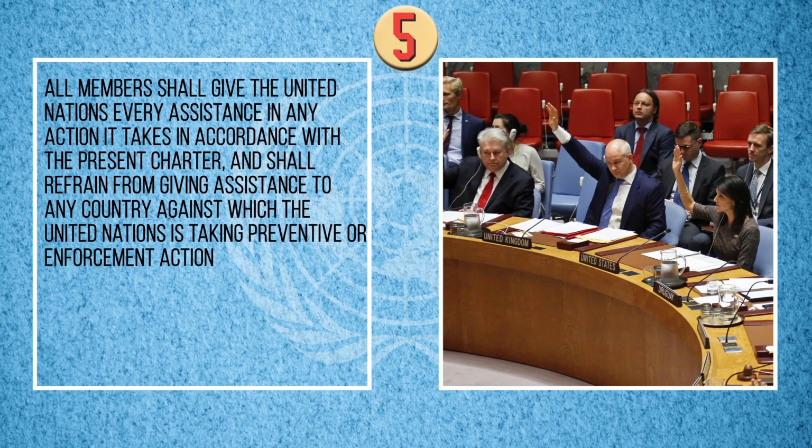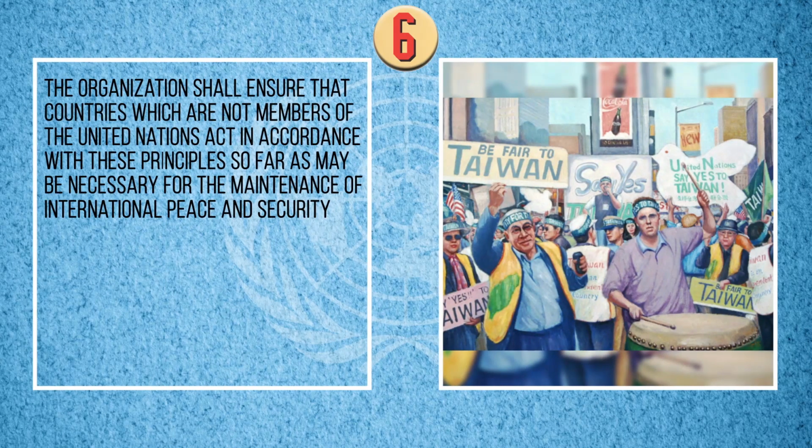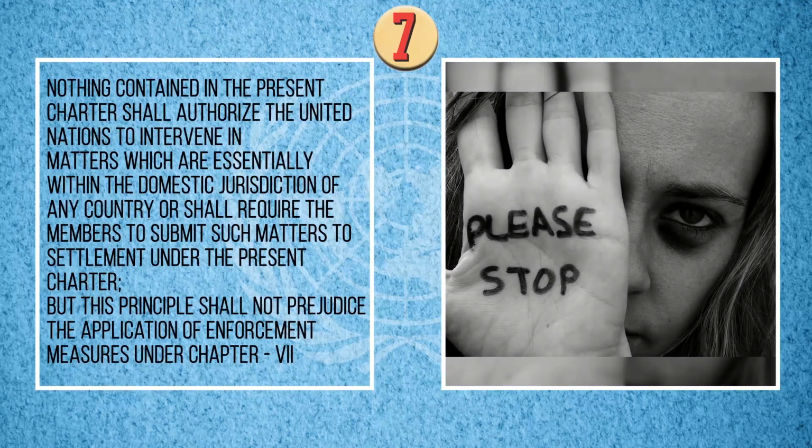Number 6. The organization shall ensure that countries which are not members of the United Nations act in accordance with these principles so far as may be necessary for the maintenance of international peace and security. Number 7. Nothing contained in the present charter shall authorize the United Nations to intervene in matters which are essentially within the domestic jurisdiction of any country or shall require the members to submit such matters to settlement under the present charter. But this principle shall not prejudice the application of enforcement measures under Chapter 7.